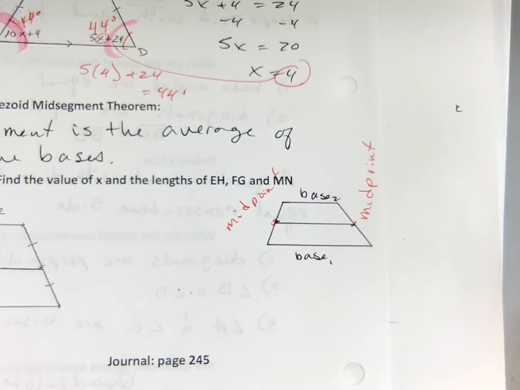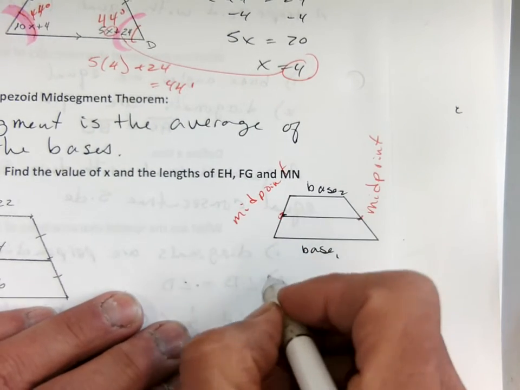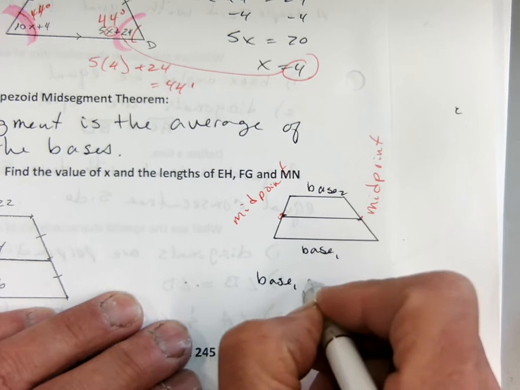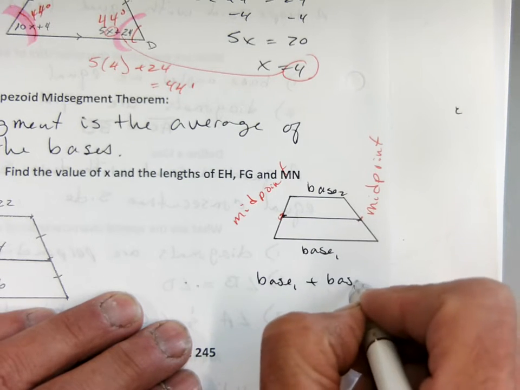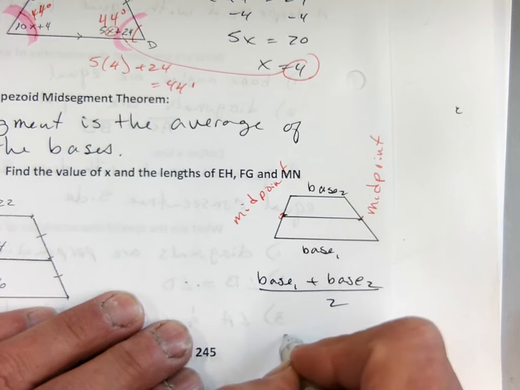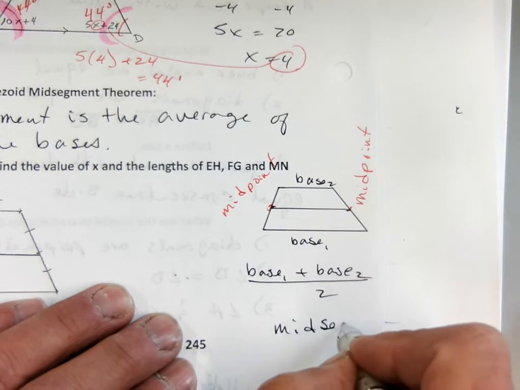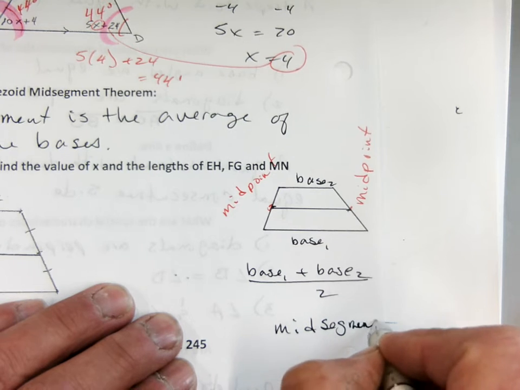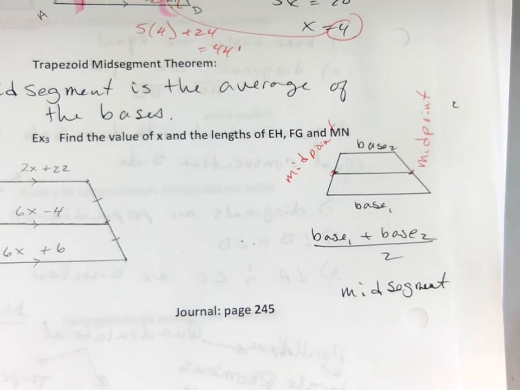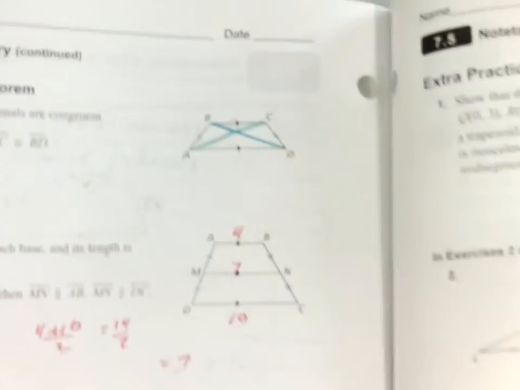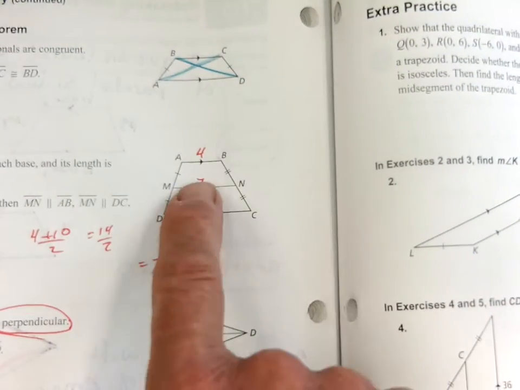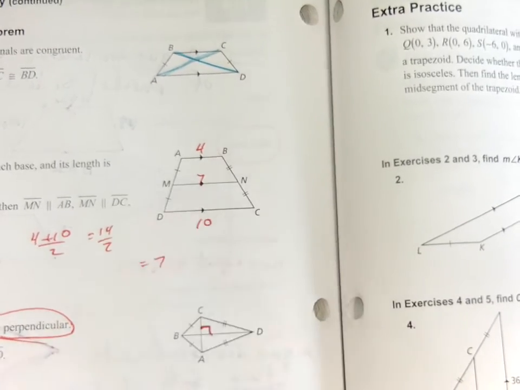So the formula just says this. We want this length for the mid-segment. It's just going to be base 1 plus base 2 divided by 2. That gives you the mid-segment. I'll give you a second to get caught up. So it's super easy. We saw that example in our journal, with really easy numbers: 4 plus 10 divided by 2 gave me 7. That plus that divided by 2 gave me that, okay?